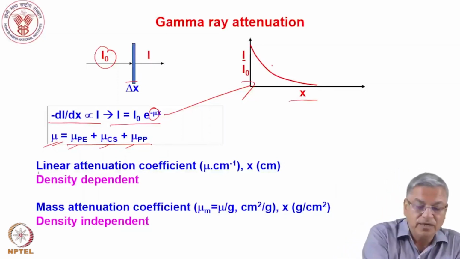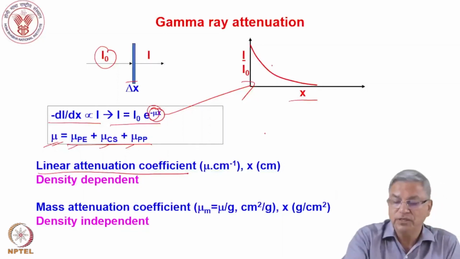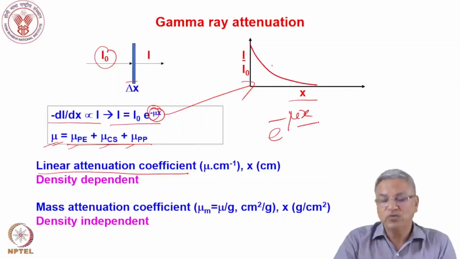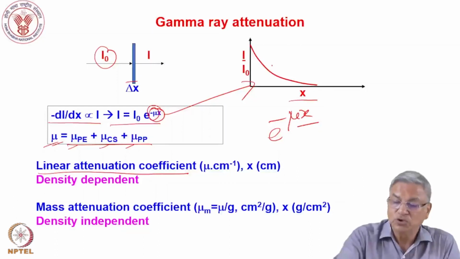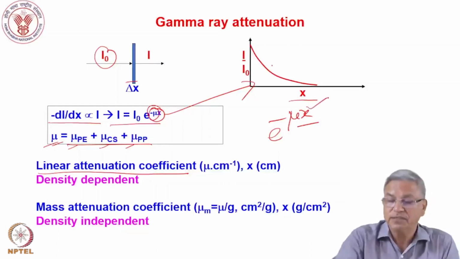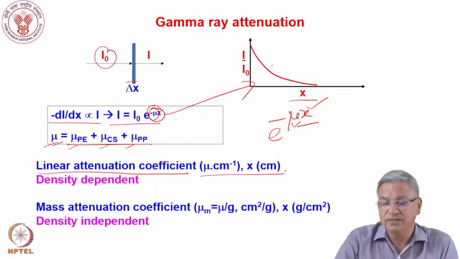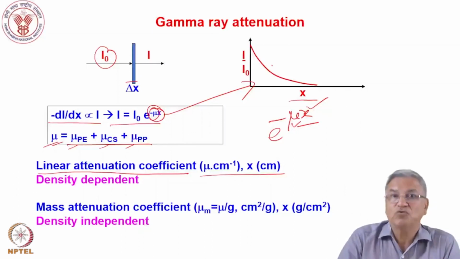One is the linear attenuation coefficient. Mind you, the quantity in the exponential e raised to minus mu x, the mu x has to be a dimensionless quantity. Anything in an exponential is a dimensionless quantity. So if x is the thickness in centimeter, mu will be in centimeter inverse. So x is linear thickness in centimeter, and mu is called the linear attenuation coefficient.